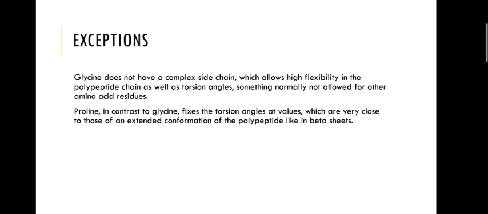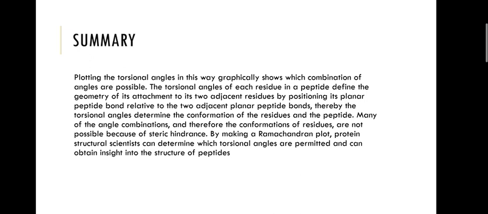Coming to the exceptions, the plot for glycine will not always be accurate because of its high flexibility, as it is very light and has no functional group. For proline, it is in contrast. It fixes the torsion angles at values which are very close to those of an extended conformation of the polypeptide, like in beta sheets.